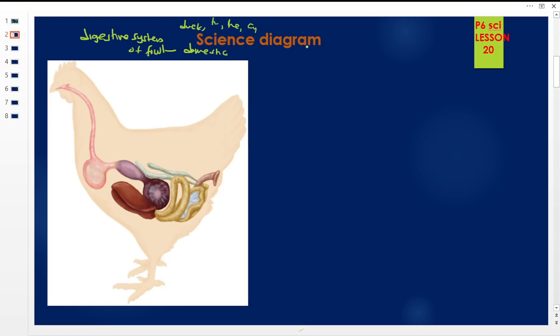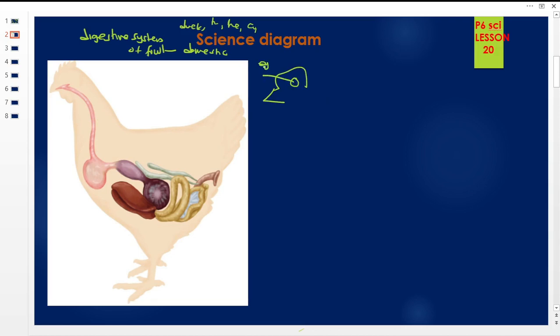Now in the previous lessons, we looked at digestion, and we said that digestion is the process by which food is broken down into simple soluble particles that can be absorbed into the bloodstream. Now, let us first draw, let us take this digestive system here. Now, I've drawn my bird here.